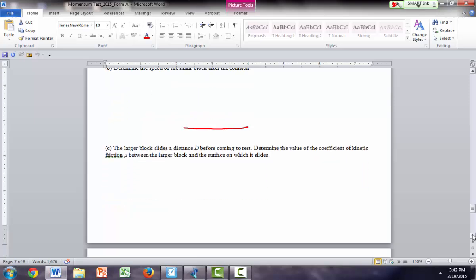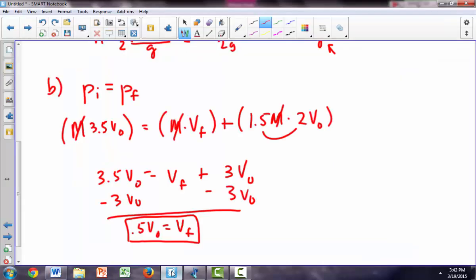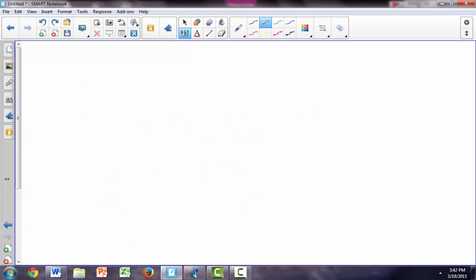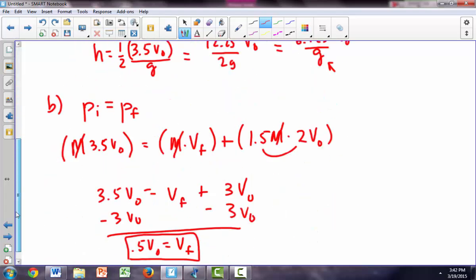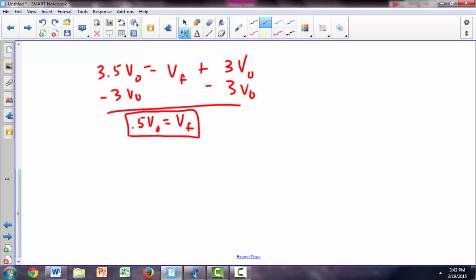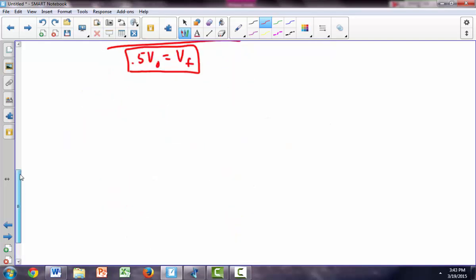The larger block slides a distance d before coming to rest. Determine the value of the coefficient of kinetic friction mu between the larger block and the surface on which it slides. So a distance d before coming to rest. You could actually use kinematics to solve this. I'm going to not use kinematics. I'm going to use conservation of energy.